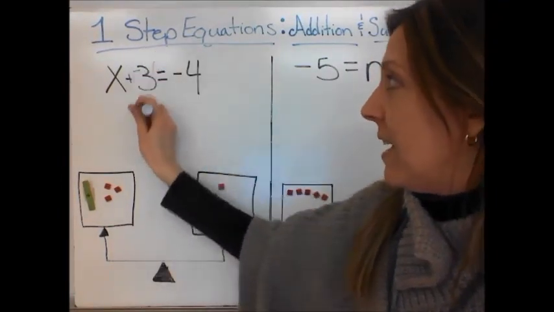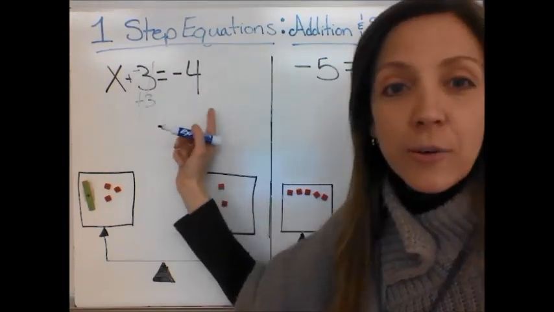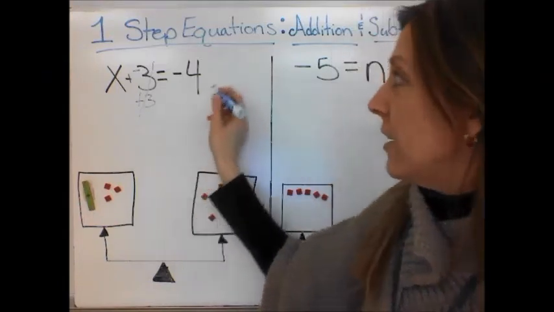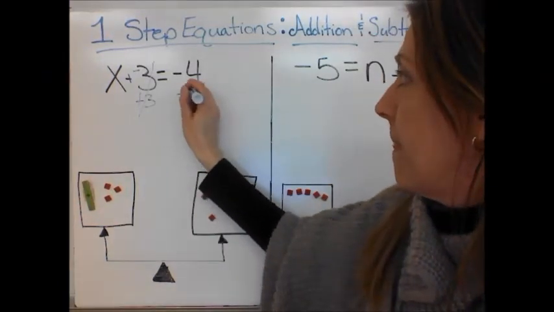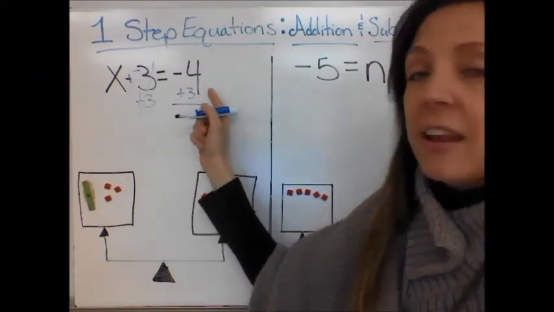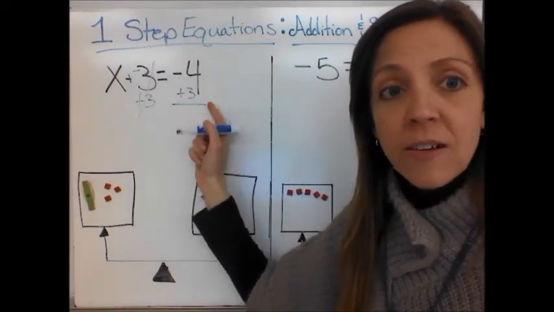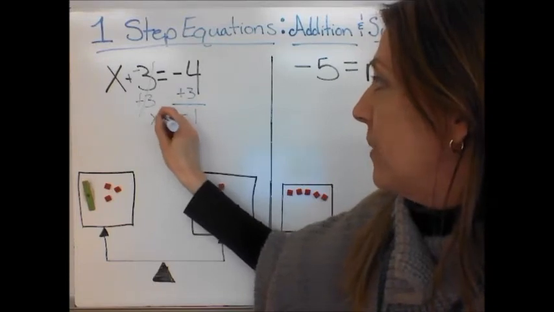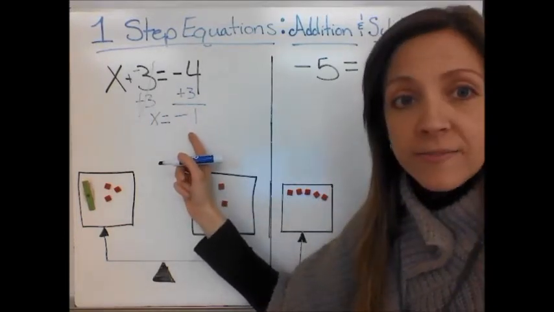Now, if this side is truly equal to this side, if I add 3 over here, then I need to add 3 over here. And if I add 3 to negative 4, I end up with a negative 1. So x must equal negative 1.